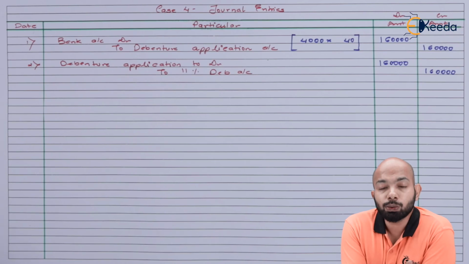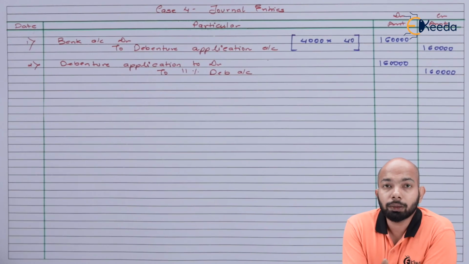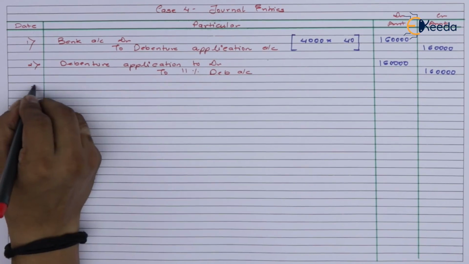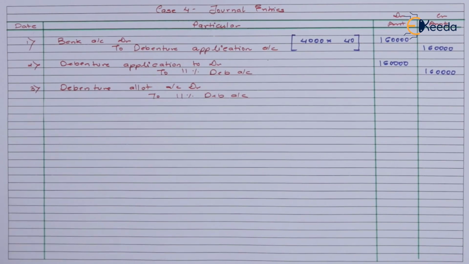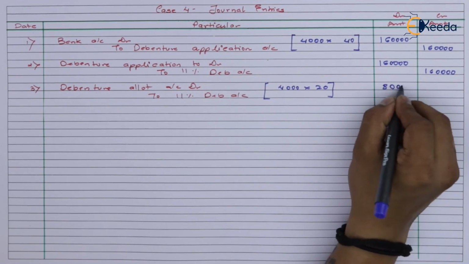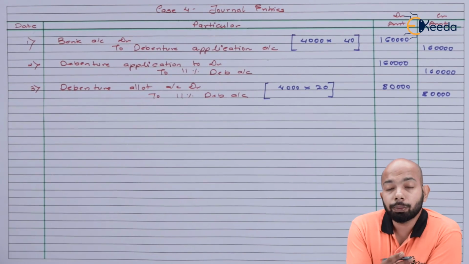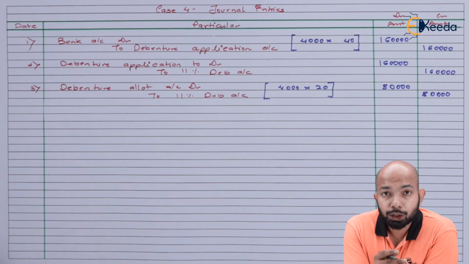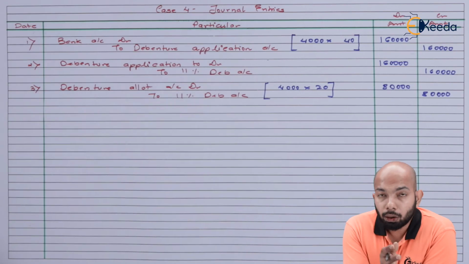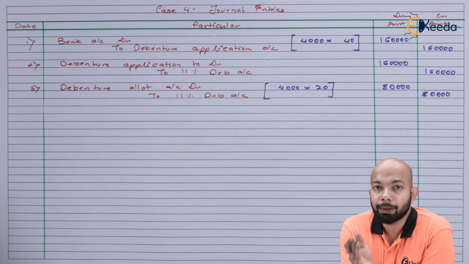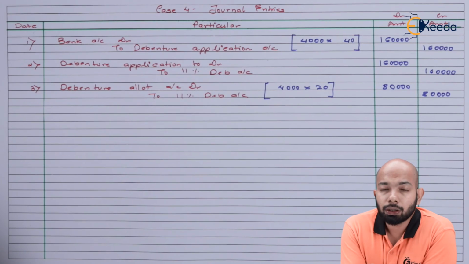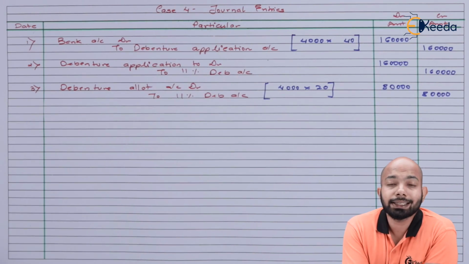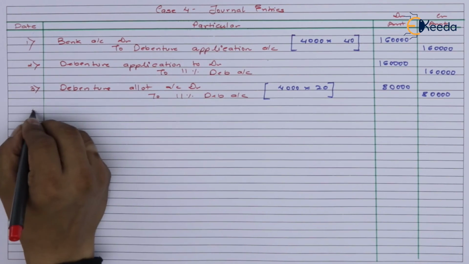The next two entries will be allotment due and allotment receipt entry. So total of allotment due here is 80,000, debenture allotment account debit to 11% debenture account. Now the receipt entry will be bank account debit to debenture allotment 80,000 completely, as there are no calls in arrears here.